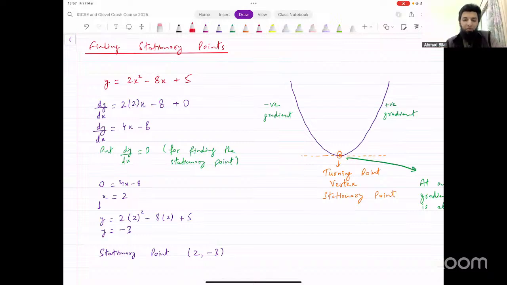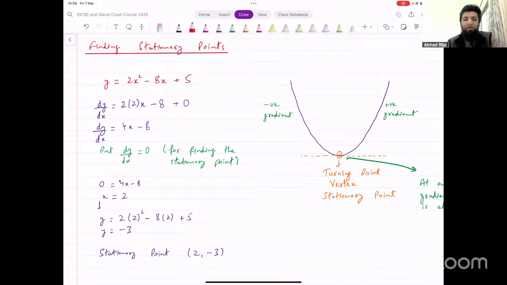Now you could do this for a quadratic function, but for quadratic functions, we also used to have some other methods. Why is this method so helpful? It's because we can use this for other kinds of functions as well. For example, we can find turning points of cubic functions using this method, and for any other function as well, we can find the stationary points or the turning points using this method. Let me give you another example.